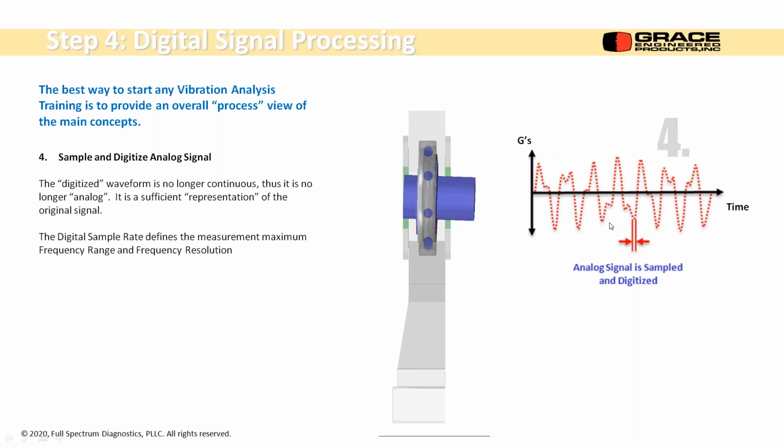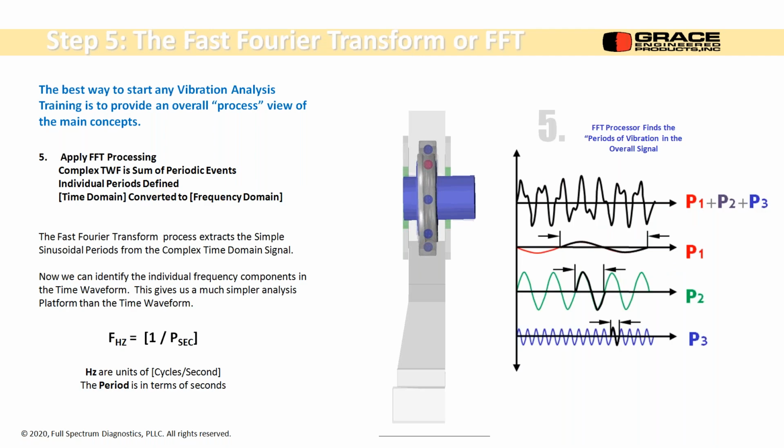But this is the way the computer can understand it. Okay, so we'll put in that millivolts per G number, we'll pull it into our data collector, we'll sample it and digitize it, and then it's ready for the real analysis, which is the fast Fourier transform.